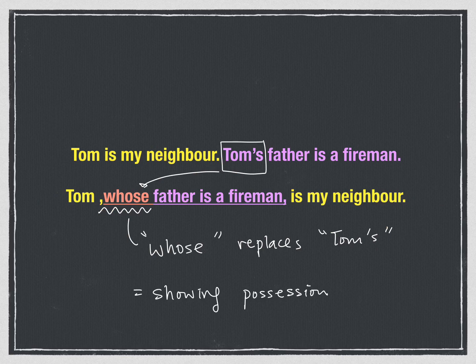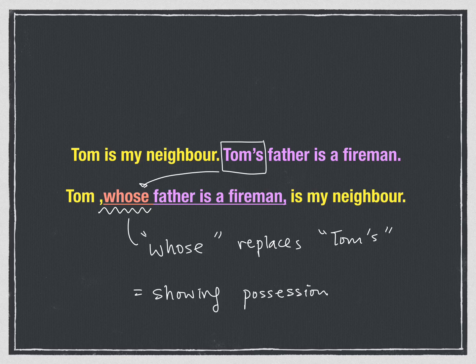One more example. Tom is my neighbor. Tom's father is a fireman. And when we combine these two sentences, it will become: Tom, whose father is a fireman, is my neighbor. You see Tom's father, Tom apostrophe s, means possession. So if we want to find a relative pronoun to replace Tom's in the relative clause, then we need to use whose. So whose in the relative clause replaces Tom's to show Tom's possession.